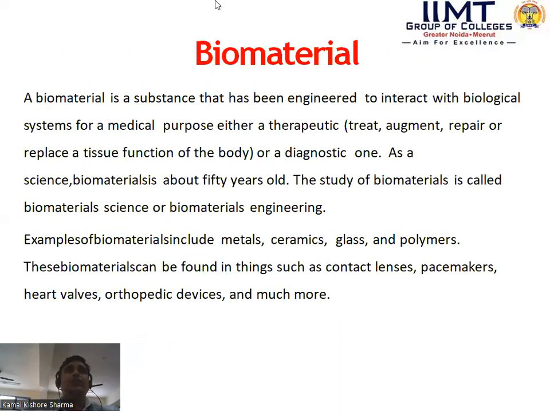The biomaterial. A biomaterial is a substance that has been engineered to interact with a biological system for a medical purpose, either therapeutic, to treat, augment, repair, and replace a tissue function of the body, or a diagnostic one. As a science, biomaterial is about 50 years old. The study of biomaterial is called biomaterial science and biomaterial engineering.